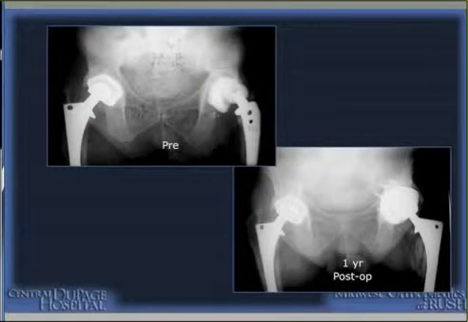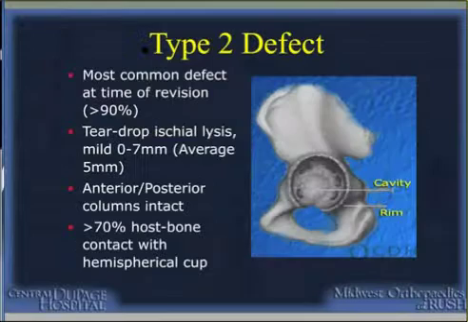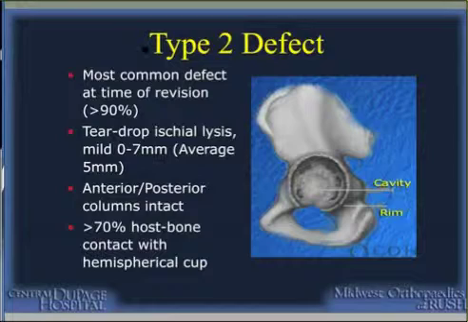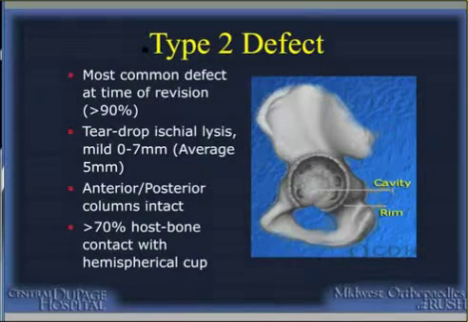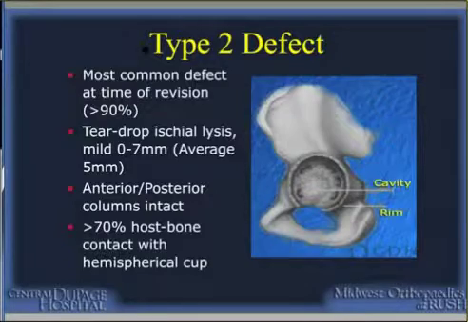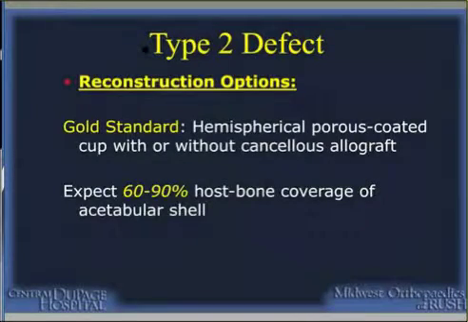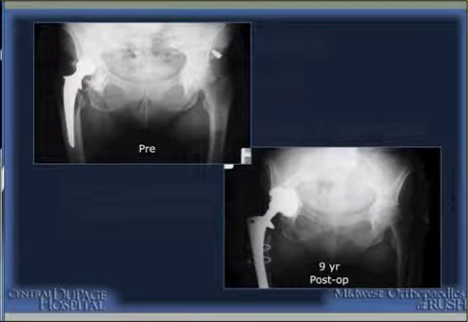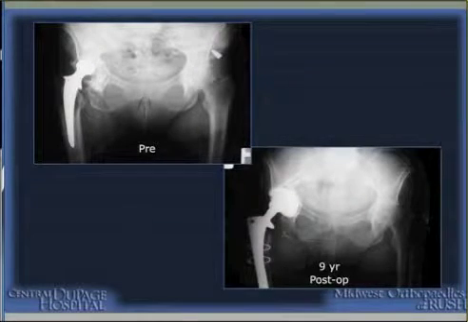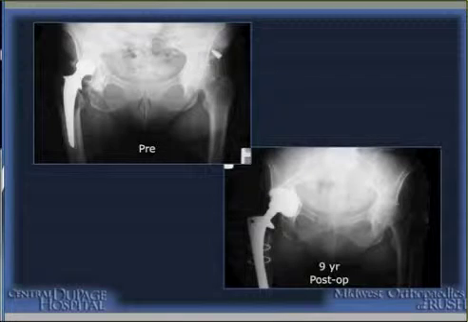Kohler's line is intact. Type 2 defect, which is the most common, there is some migration present, but you can see there's some misshapen of the acetabulum, but the anterior pillar and posterior inferior wall are present. Reconstructive options: gold standard, hemispherical, porous coated cup. As we can see here, there's little or no migration, Kohler's wall intact, posterior wall is intact, and we use a simple press fit cup fixed with screws.